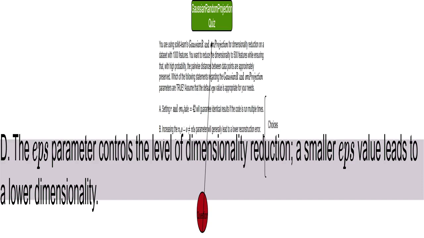This statement focuses on the eps parameter. I need to know that eps controls the accuracy of the projection, not the dimensionality directly. A smaller eps means I want higher accuracy, requiring more components, higher dimensionality, not less. It is n_components that sets the dimensionality.